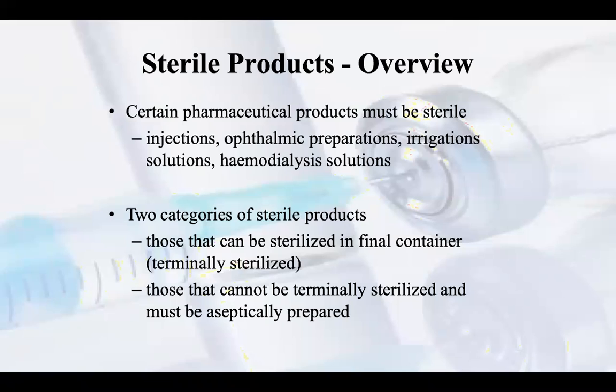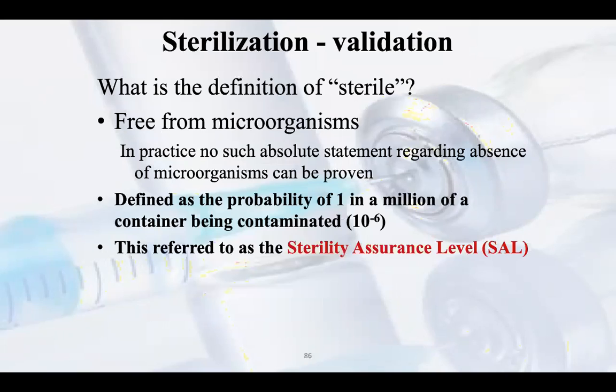Now, there are two types of sterile products: those that can be sterilized in final containers, terminally sterilized, and those that cannot be terminally sterilized and must be aseptically prepared. So first, they are prepared under aseptic conditions, and some are sterilized in the final stage, in an environment free from microorganisms. So what is the definition of sterile?